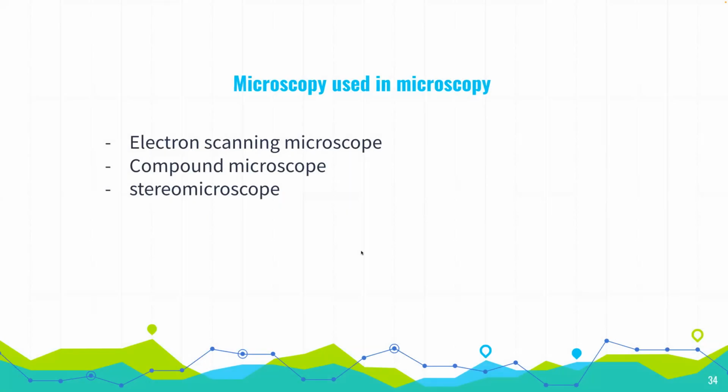All right, so if we're talking about all of this stuff, you have to view it, right? So we have the electron scanning microscope. That should say microscopes used in microscopy, not microscopy used in microscopy, but we can just ignore that. There's three kinds that are generally used: the electron scanning microscope, compound microscope, and the stereomicroscope.